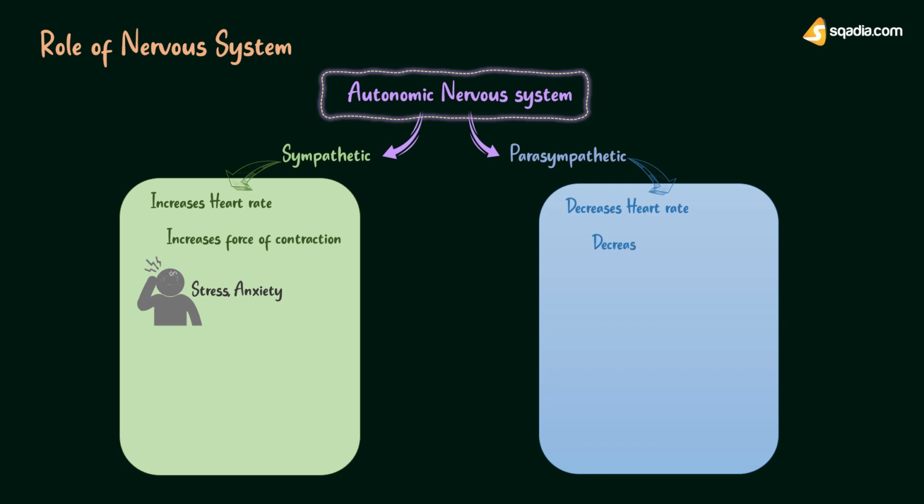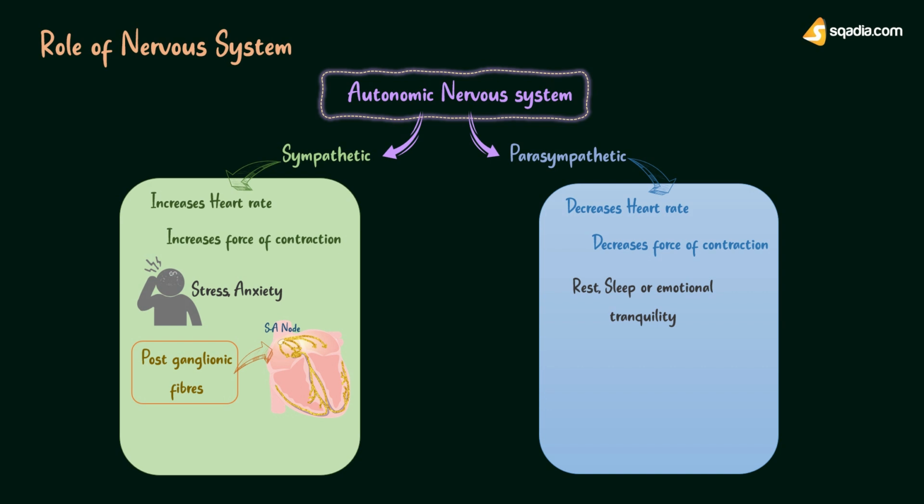While parasympathetic stimulation decreases the heart rate, which is the negative chronotropic effect, and decreases the force of contraction, which is the negative inotropic effect. During rest, sleep, or emotional tranquility, the parasympathetic system may predominate. The sympathetic input into the heart is via the postganglionic fibers from the sympathetic trunk, which innervate the sinoatrial, or SA node, and atrioventricular, or AV node.